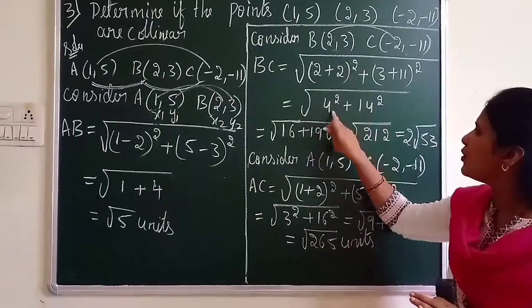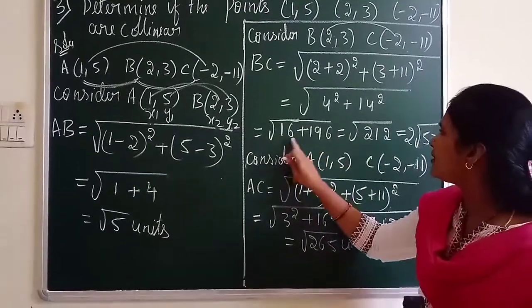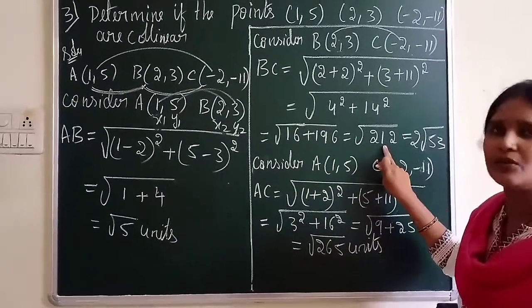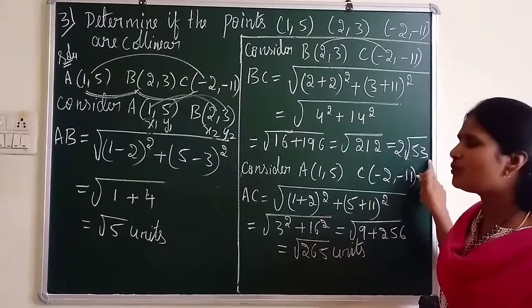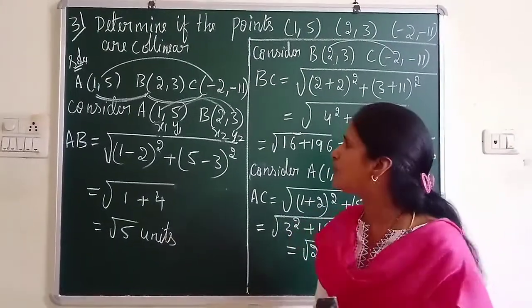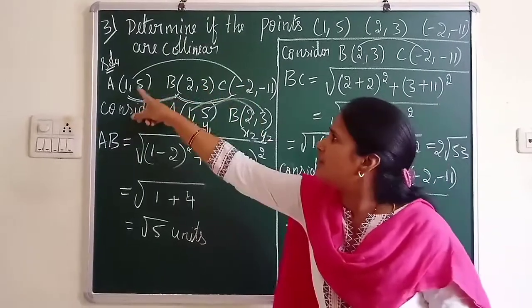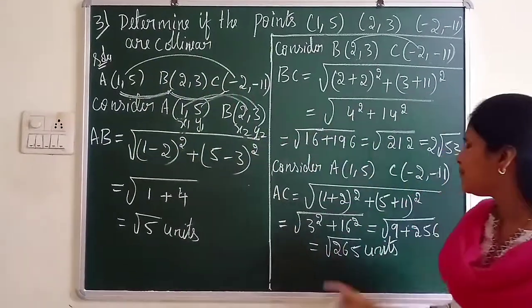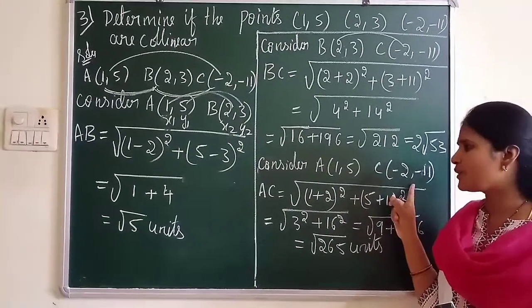2 plus 2, that is 4 square, plus 3 plus 11, 14 square. That is 16 plus 196, 212. It can be written as 4 into 53, that is 2 root 53 units. And the next, one more time I have to apply the distance formula. Just now I found AB, BC. Now I should find AC, the A and C distance. Consider A and C now. Treat this as x1, y1 and this as x2, y2.